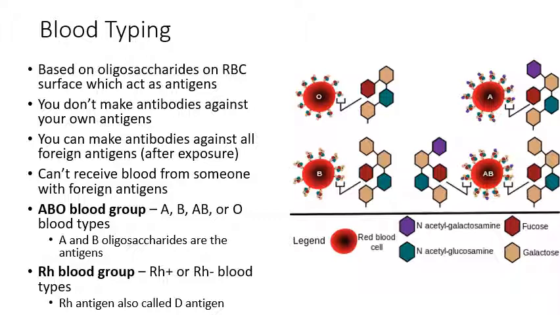Then in the Rh blood group, you either have or don't have the Rh or the D antigen. Sometimes we call it the Rh antigen, sometimes the D antigen. It just, I guess, depends on your preference. If you have it, then you're Rh plus. If you don't have it, then you're Rh minus. And then we combine that with the ABO blood group. So if you're A minus, then you have antigen A and you do not have antigen D. If you're A plus, then you have antigen A and antigen D.